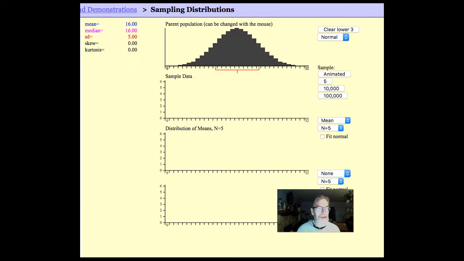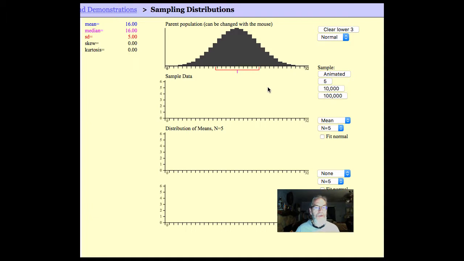This is a site I found online, and I will include the link so you can play too. Here we have a population. It looks pretty normal, doesn't it? It's got a mean of 16, median of 16. They're both the same point right in the middle. Standard deviation of 5. So, a nice normal distribution.